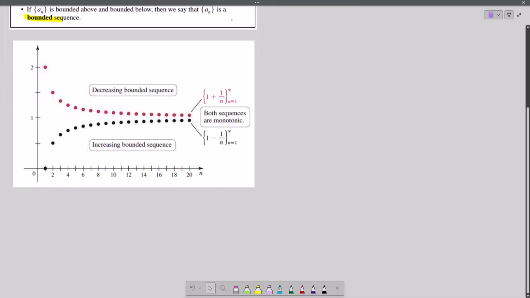So, for example, this red sequence is decreasing. If we look at that, does that sequence have a lower bound? Is it bounded below?